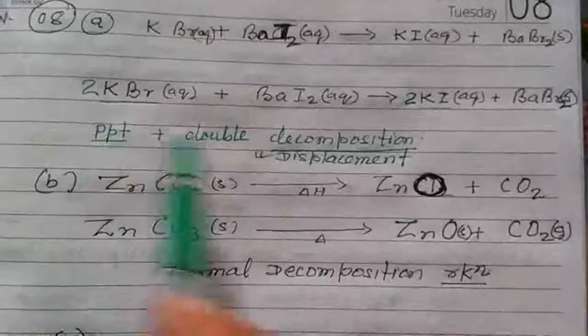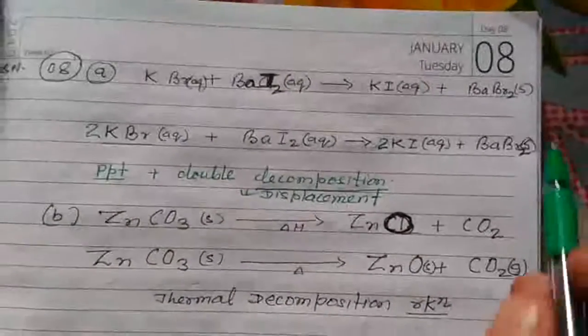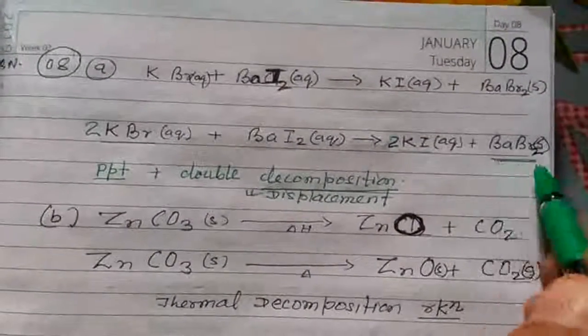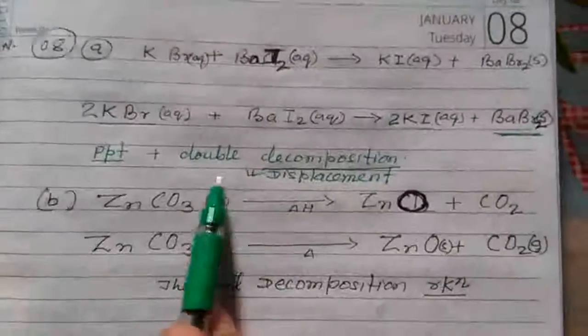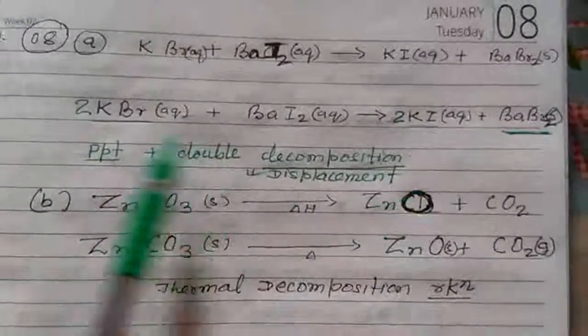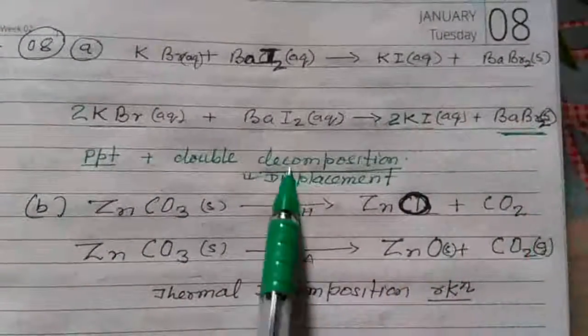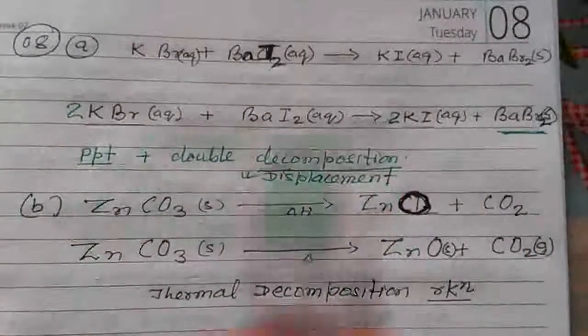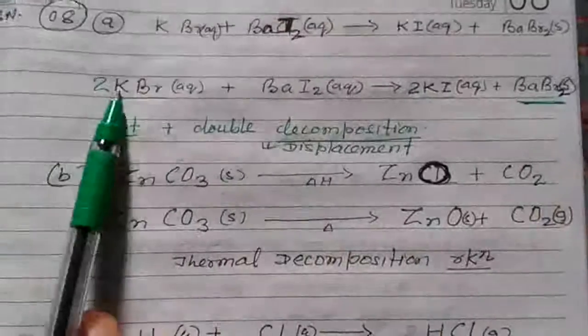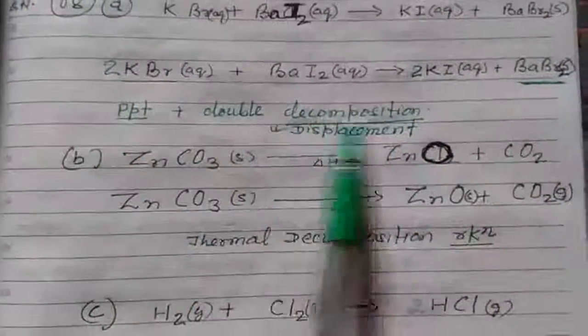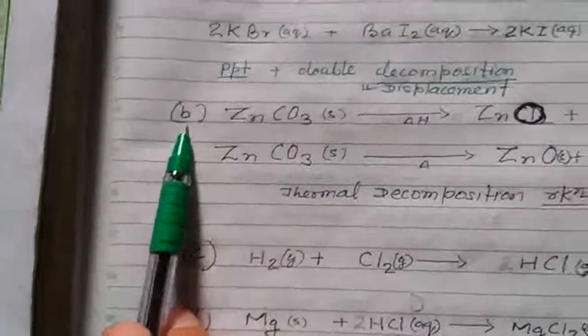It is a precipitation reaction. Solid barium bromide is a precipitate you will get in this reaction, and this is a double displacement. Potassium and barium exchange their ions. So it's a double displacement, both displace each other, potassium as well as barium. You can also write double displacement or decomposition.